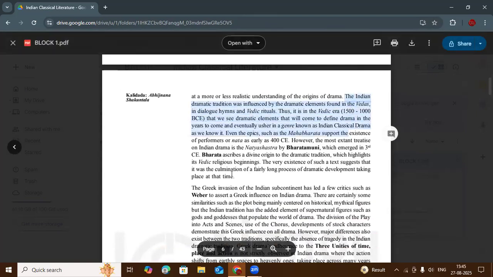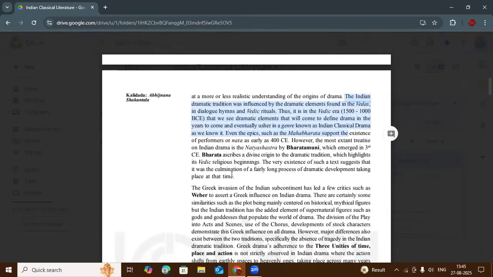The Indian dramatic tradition was influenced by the dramatic elements found in the Vedas, in dialogue, hymns, and Vedic rituals. So what does it mean? It means that the origin of Indian drama can be traced back to the Vedas, the oldest sacred texts of India. That is very important.